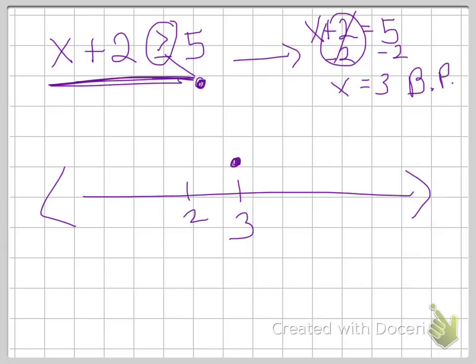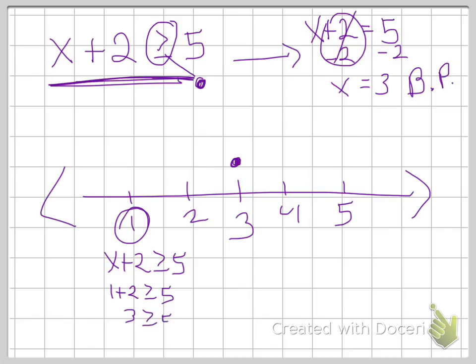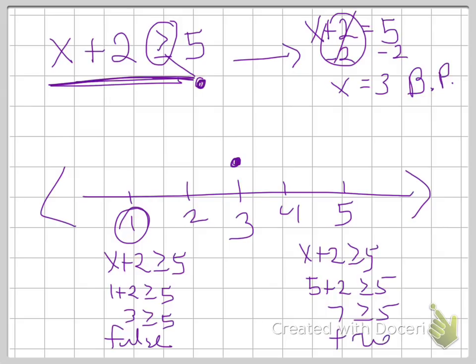And now, when I'm testing a point, I actually have something to test. I might not know this answer right away. So if I have x plus 2 is greater than or equal to 5, I'm going to try 1. 1 plus 2 is greater than or equal to 5. 3 is greater than or equal to 5. That is not true. So let's check over here. I'm going to try 5. If I substitute the 5 in, 5 plus 2 is greater than or equal to 5. 7 is greater than or equal to 5. Absolutely, that is true. So I draw in this direction.